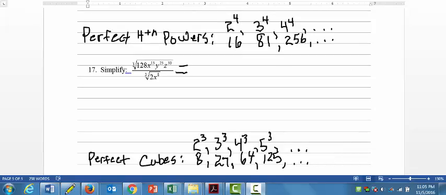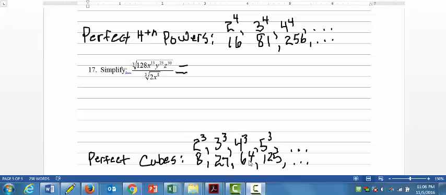And let's look at our final problem where we're dealing with the cube root. We want to look at our perfect cubes. We begin by cubing 2, we get 8. Cube 3, we get 27. Cube 4, we get 64. Cube 5, and we get 125.